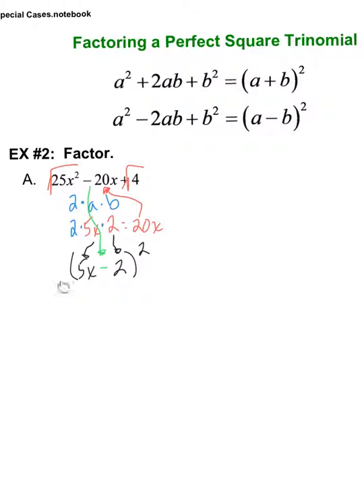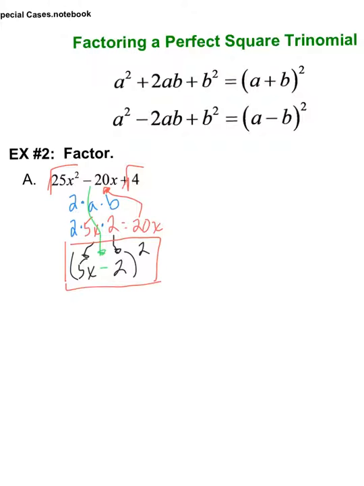So all 3 terms contribute something to this factoring. The square root of 25x squared goes here. The sign of the middle term goes in the middle. And the square root of 4 goes here. And then this is fully factored. Now, of course, if you could take out a greatest common factor before you did all of this, you should.